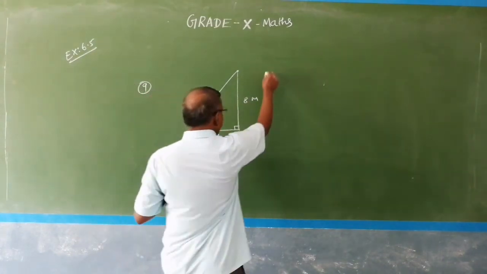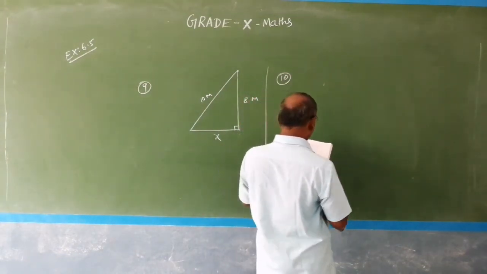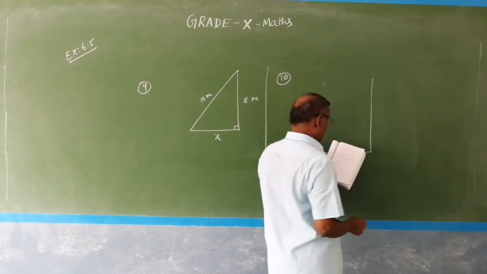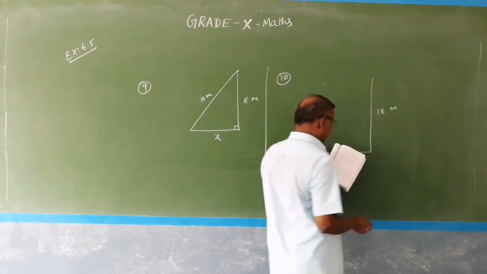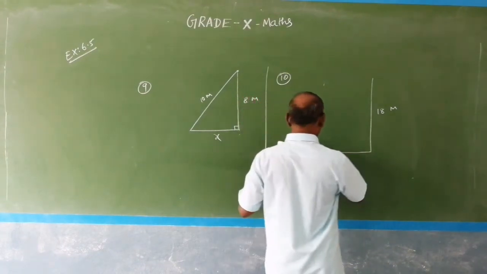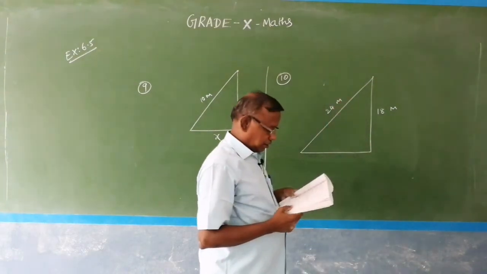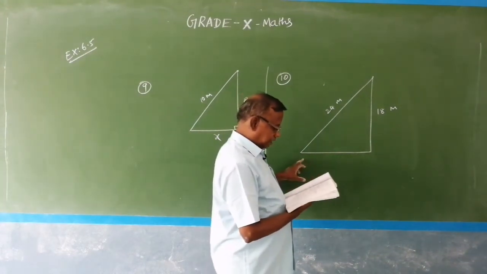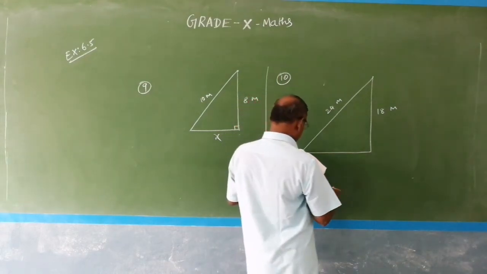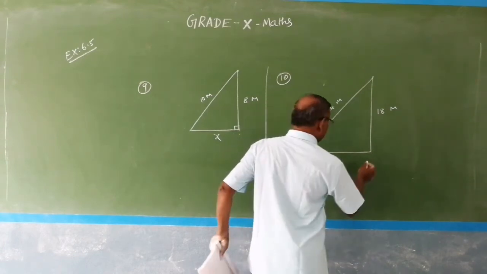Next, question number 10. A guy wire attached to a vertical pole of height 18 meter. So let it be a pole of 18 meter high and the length of the guy wire is 24 meter long, and it has a stake attached to the other end. Now how far from the base of the pole should the stake be driven so that the wire will be taut?